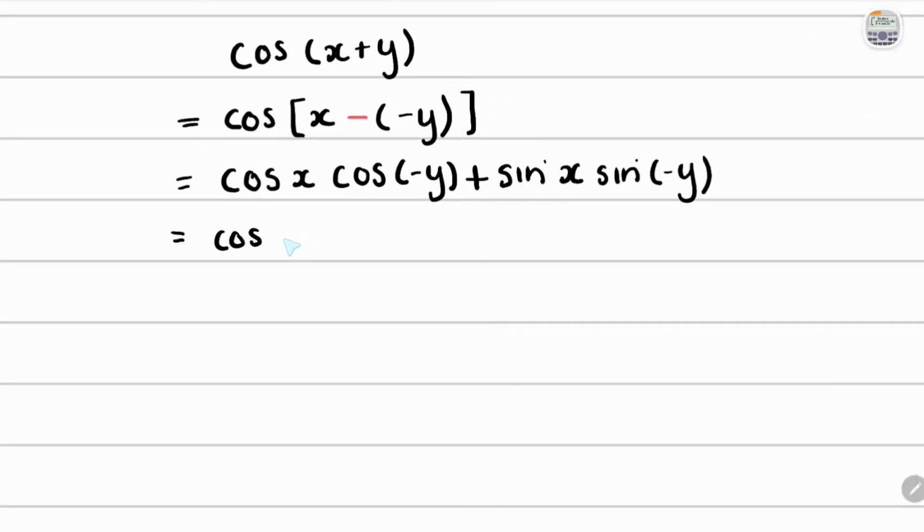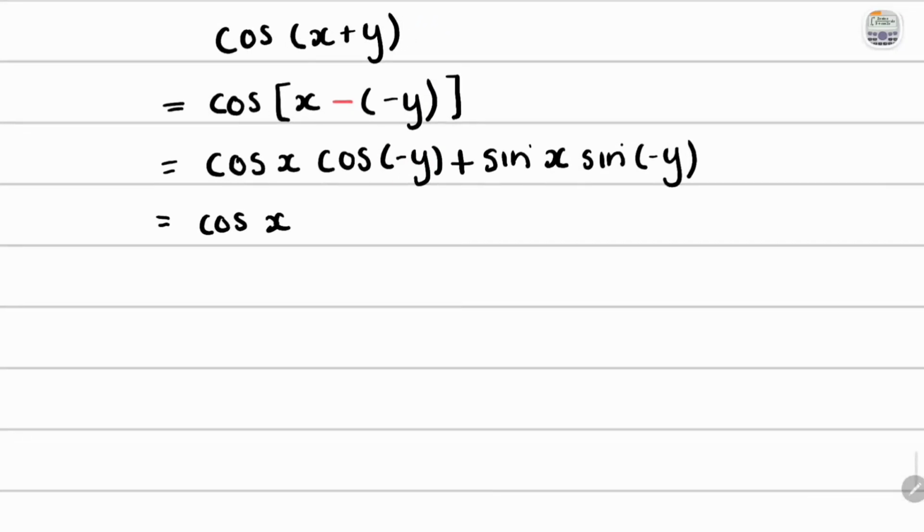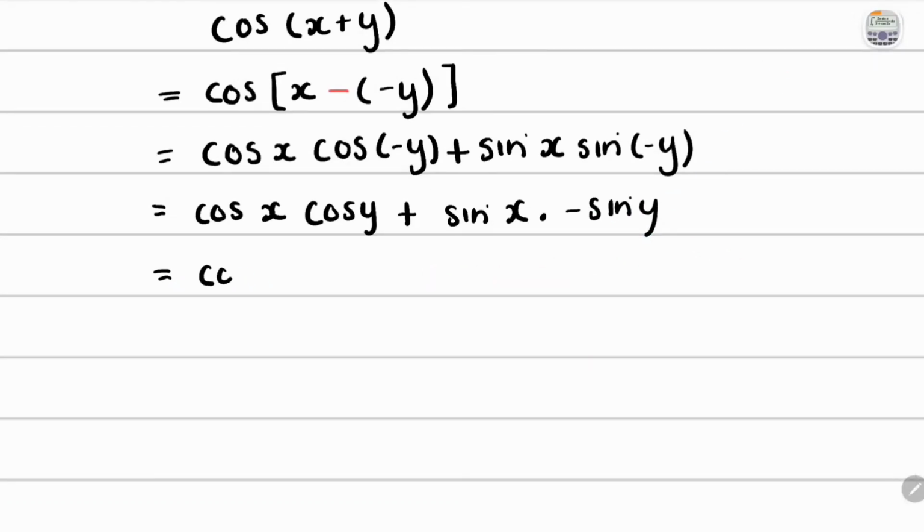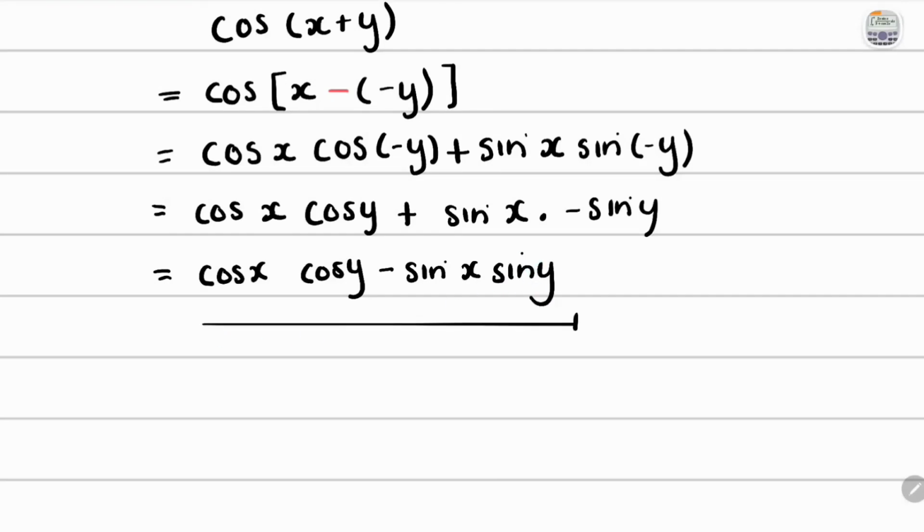So this is going to be cos x and cos of negative y. Notice that the angle is negative. When the angle is negative, you add 360 degrees to this. So it becomes 360 minus y, which is in cos's quadrant, so it becomes positive cos y. Then we have plus sine x, but sine of negative y. When you add 360 degrees to this, it simplifies to negative sine y, since 360 minus y is in cos's quadrant. So this gets multiplied by a negative sine y. Finally, leaving us with cos x cos y, and because this is being multiplied by a negative, it becomes negative sine x sine y, and that is our answer.